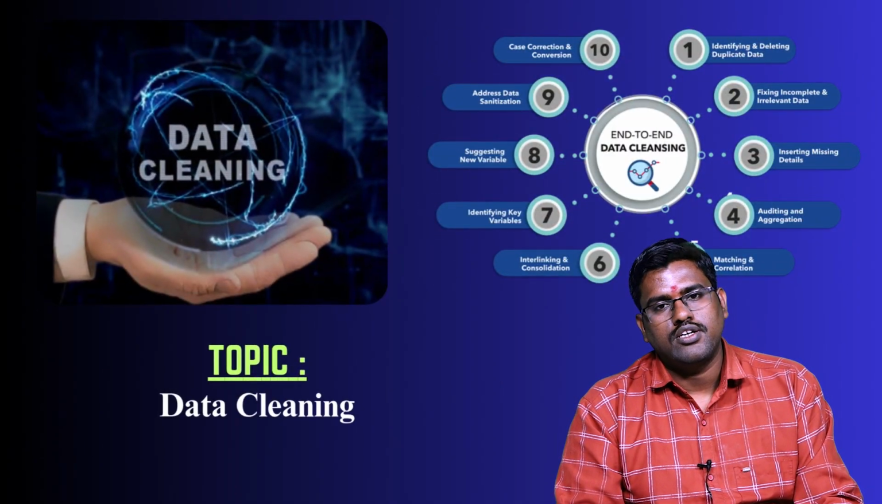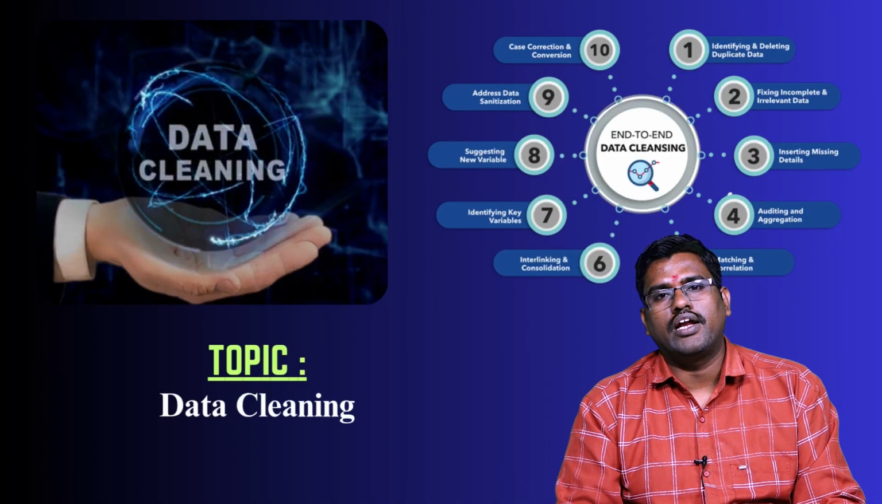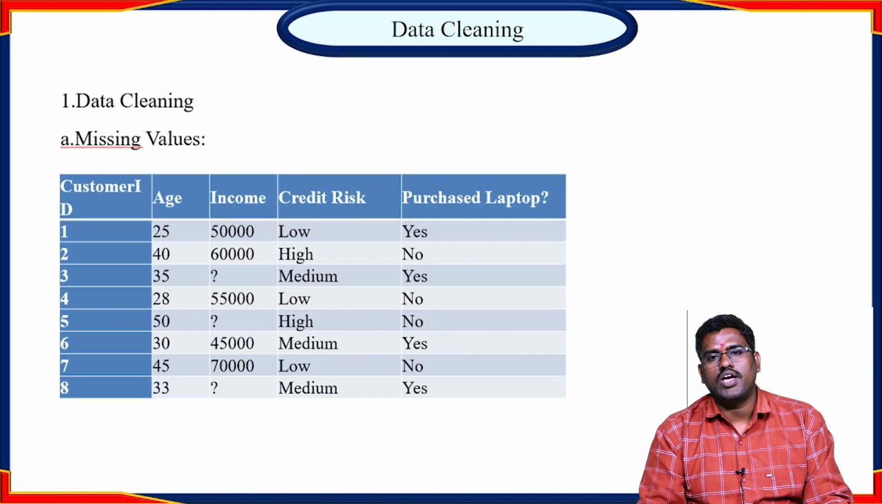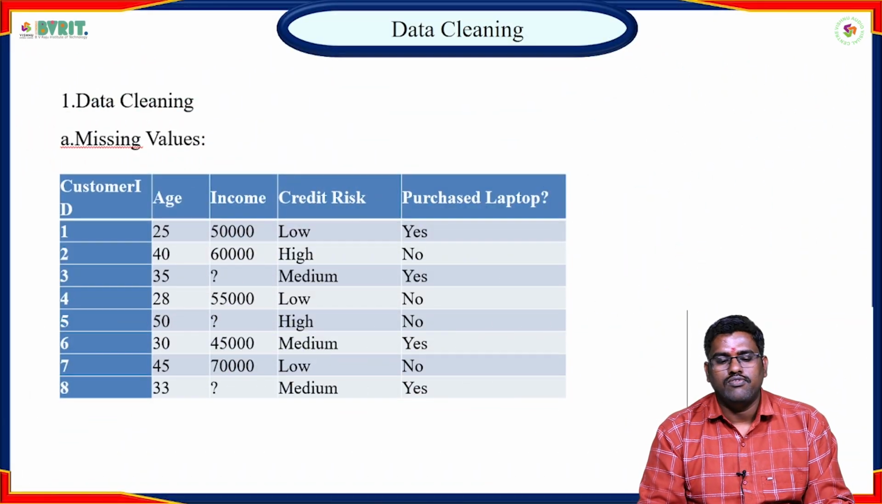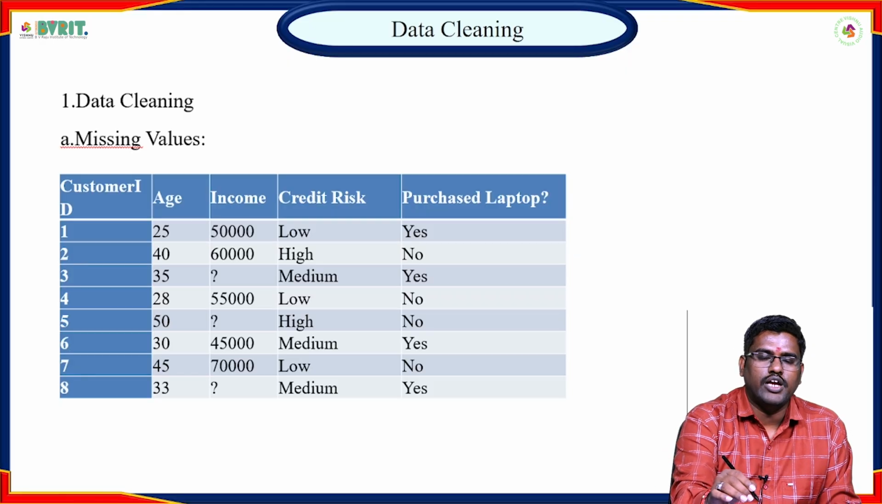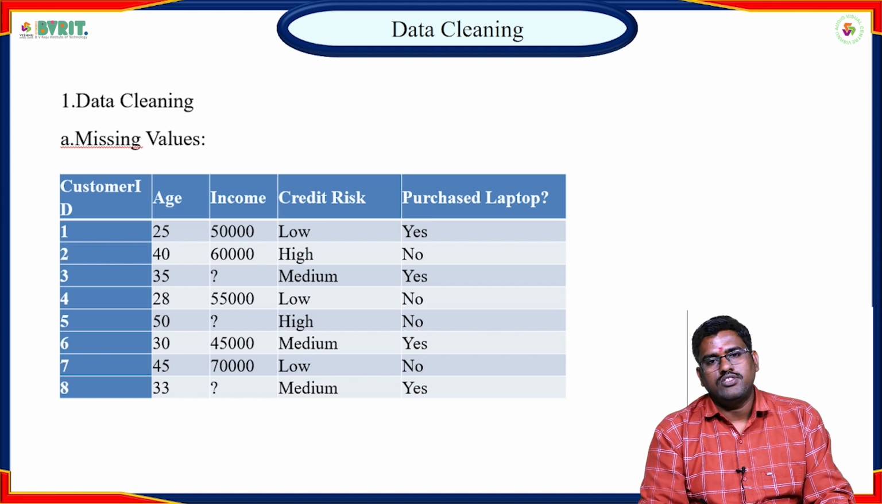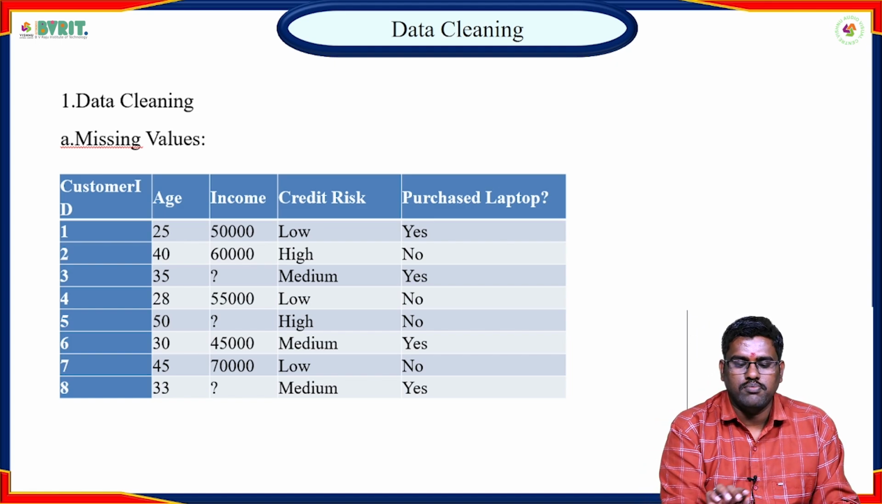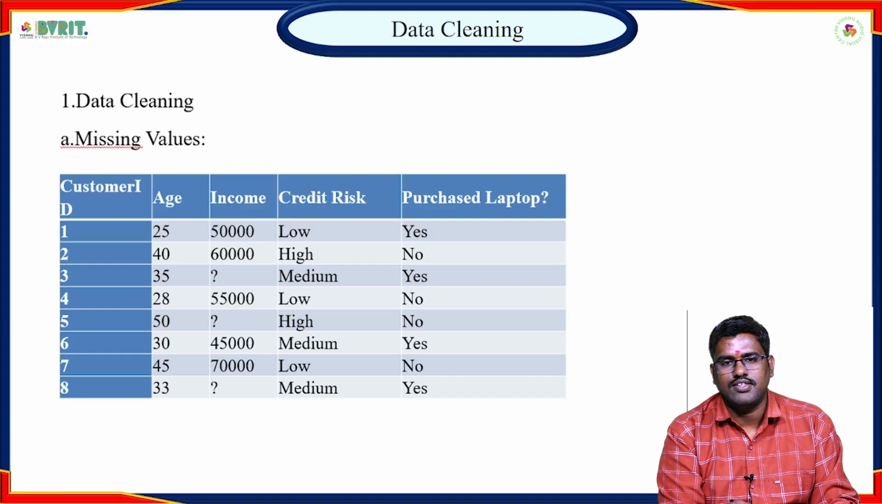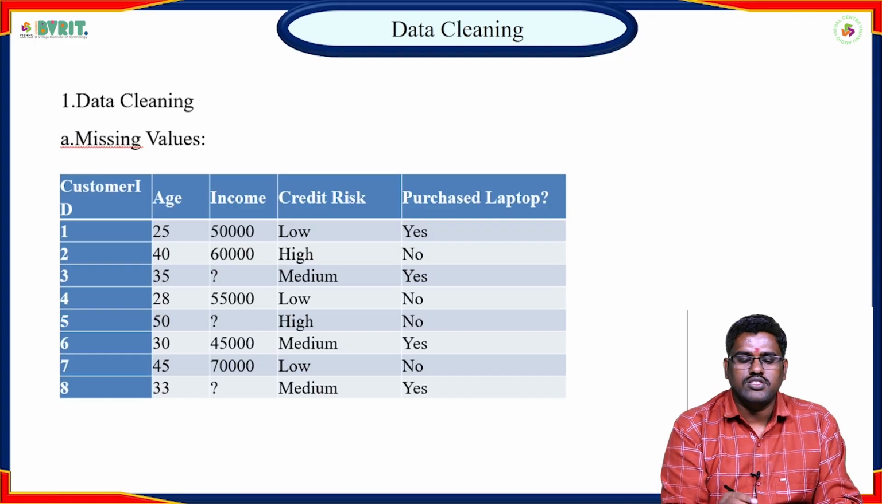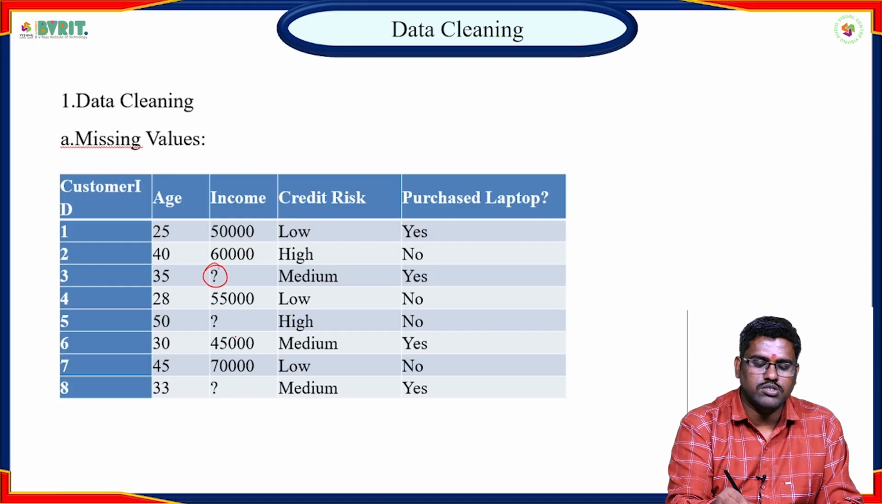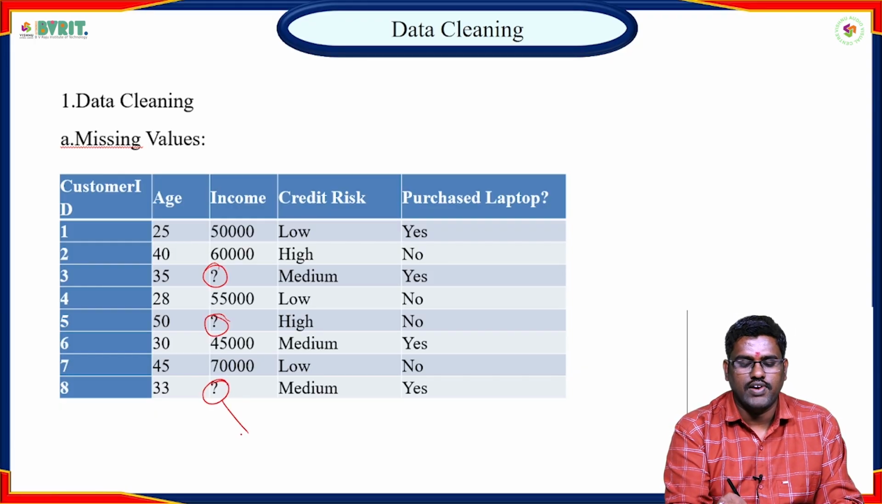So today we want to discuss data cleaning. Actual data cleaning deals with three different kinds of values. The first one is missing values, the second one is noisy values, and the third one is inconsistent values. Missing values, for example, you will understand with an example. Missing values are these question mark values. These are all called missing values.